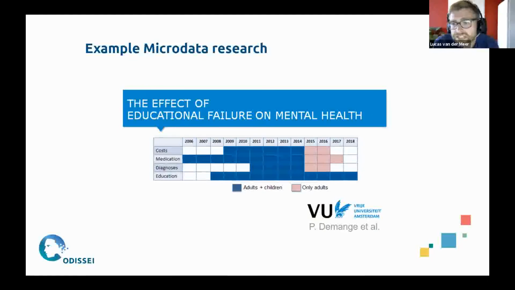So just to give you a bit of an idea of what that may entail, this is an example from Perlien de Manche from the Free University of Amsterdam, and she studies the effects of educational failure on mental health. And again, this is all anonymized data. She uses educational results from the educational microdata, and she combines those with healthcare costs, medications, and diagnoses, all for the same individuals, without collecting any of the data herself.